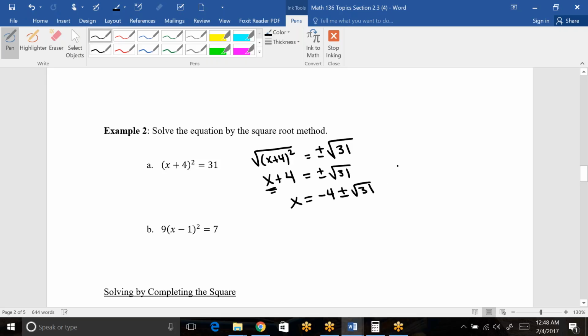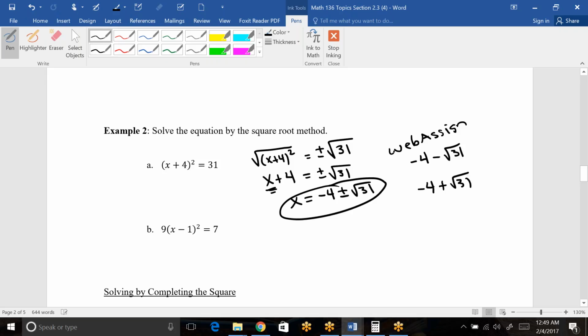Now, for WebAssign, I would accept this on the test. This would be cool. On WebAssign, they would have you write that two different ways, with the smaller one being first. That means write the negative case first. So negative 4 minus the square root of 31, and then negative 4 plus the square root of 31. That would be how they would want it.